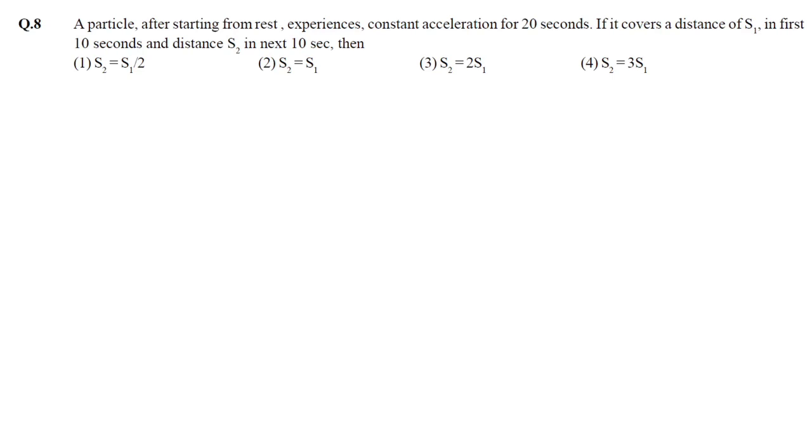A particle after starting from rest experiences a constant acceleration for 20 seconds. If it covers a distance s1 in the first 10 seconds and s2 in the next 10 seconds, what is the relation between them? We already solved this type of question in part 2. So s2 is nothing but 3s1. S1 we will get as 50 and S2 we will get as 150. So we can write it as S2 is equal to 3 S1.